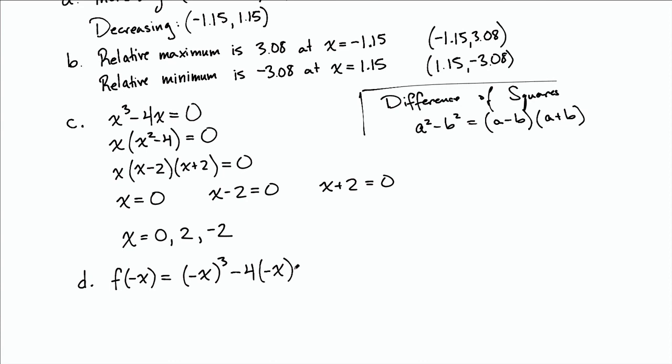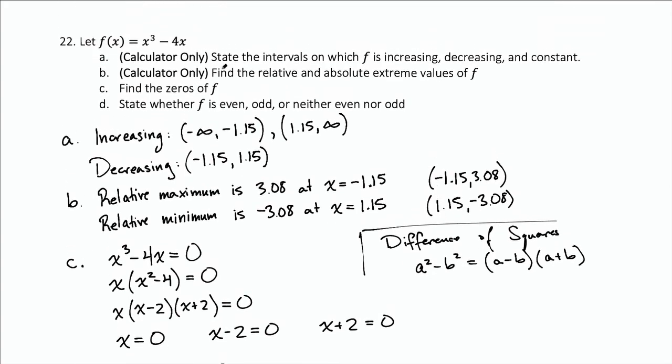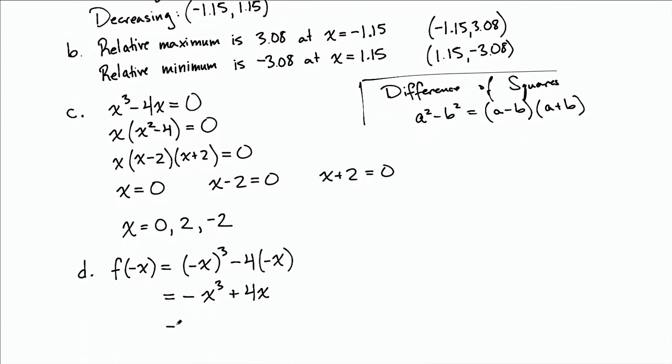And if either one of those is what we get, we know we have some symmetry. A negative raised to an odd power is negative. So this is just negative x cubed. Then we have minus 4 times a negative x. So that's plus 4x. Now, this here is not the original function. The original function is x cubed minus 4x. However, notice that we can factor a negative out of this, and we're left with x cubed minus 4x. And this is the original function. So this gave us negative f of x. And when f of negative x equals negative f of x, that is an odd function.